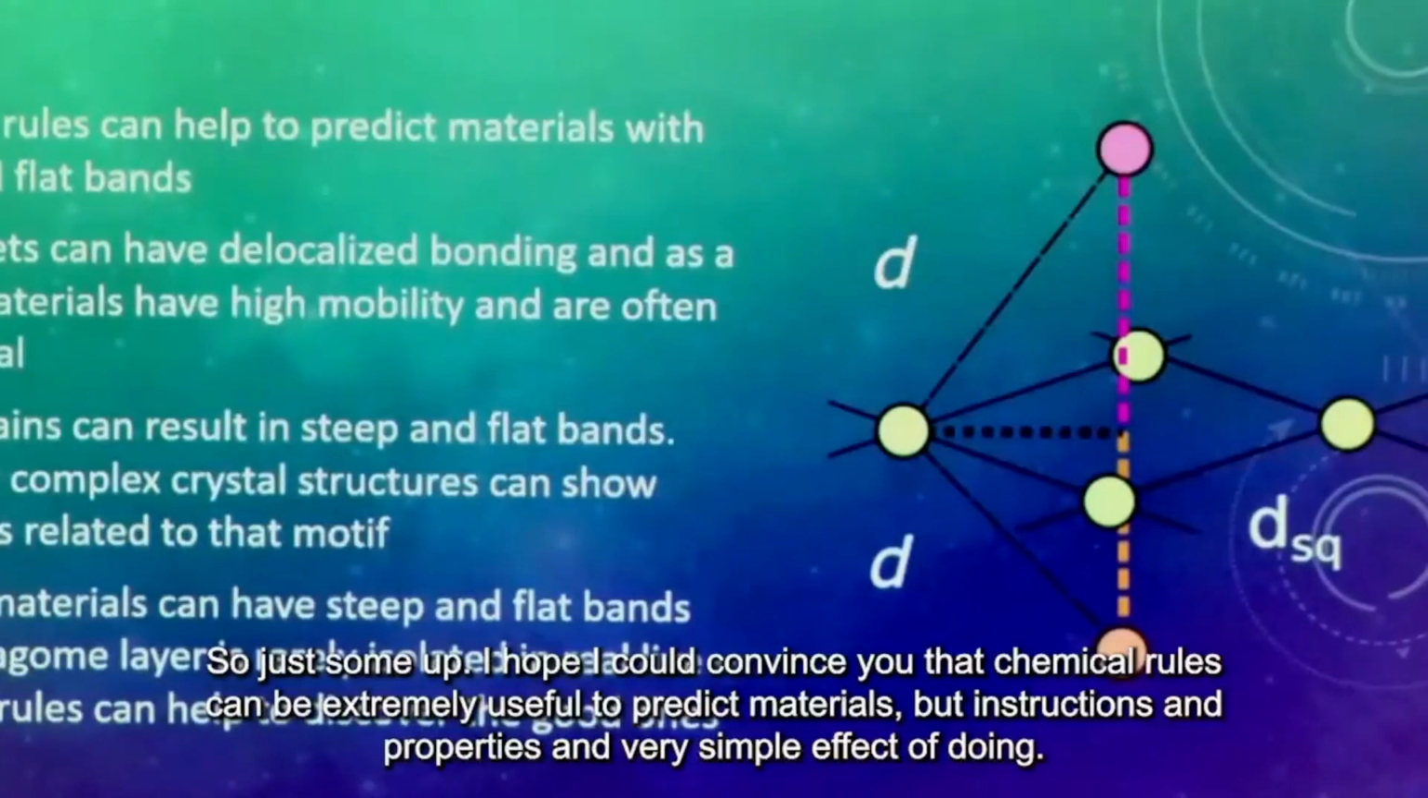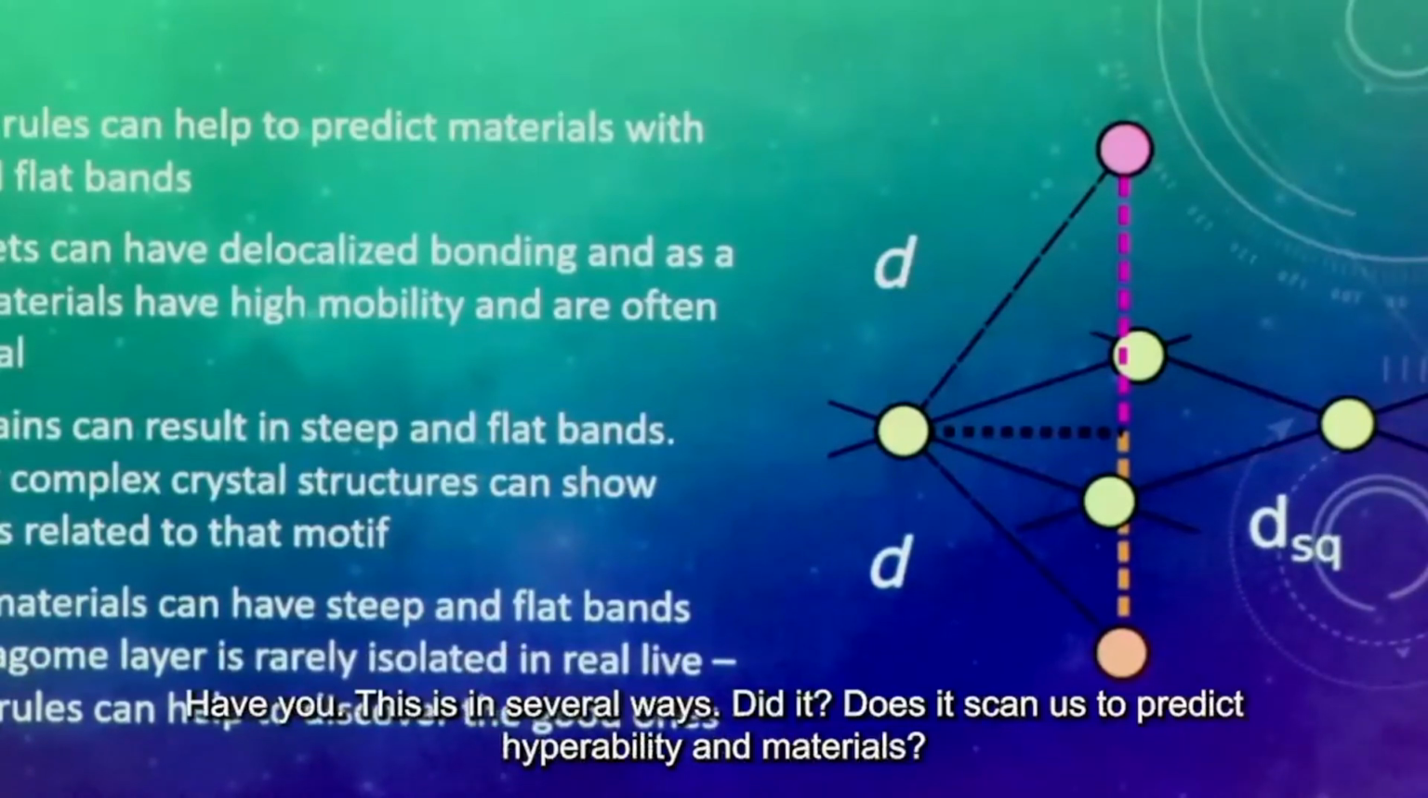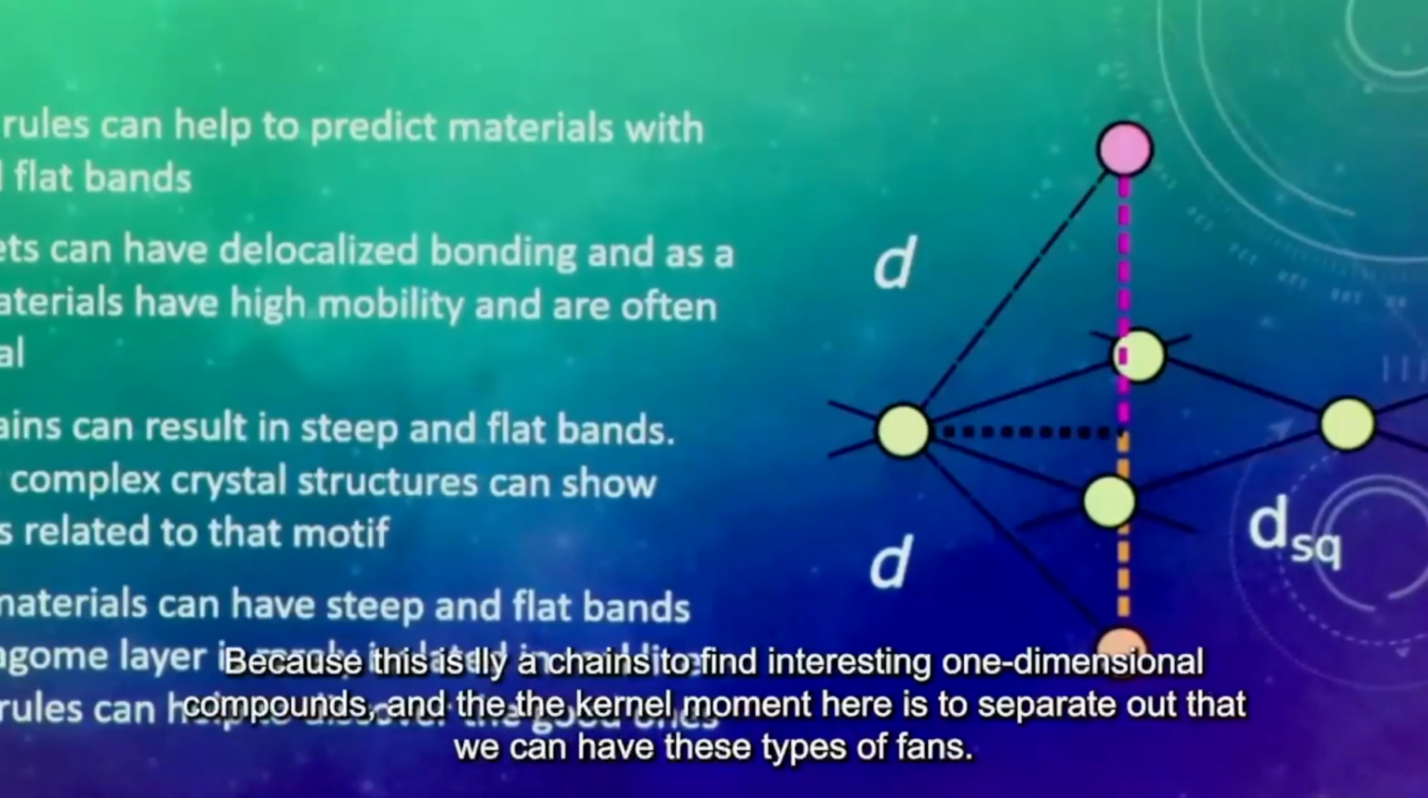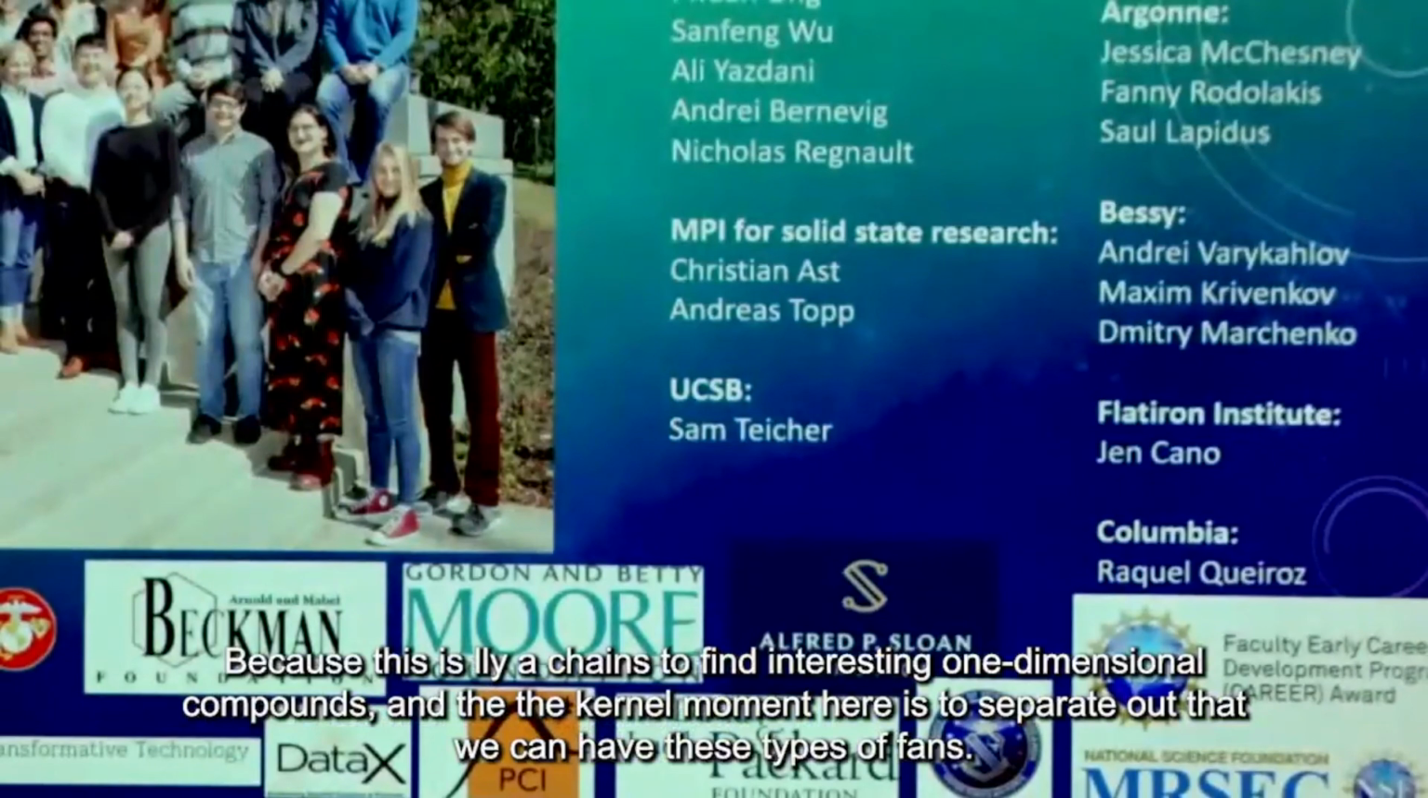So to sum up, I hope I could convince you that chemical rules can be extremely useful to predict materials, band structures, and properties, with a very simple effort. And we did this in several ways. We did this in square nets to predict high mobility in materials. We did this in linear chains to find interesting one-dimensional compounds. And we found rules for kagome materials to separate out when we can have these types of bands and when we cannot. With this, I want to thank you for your attention.